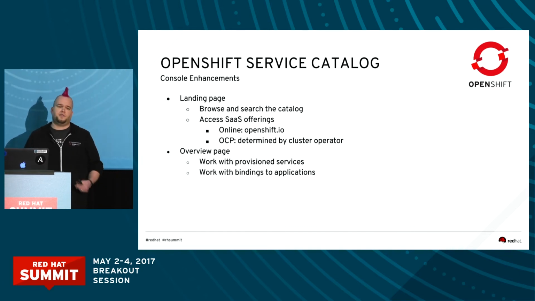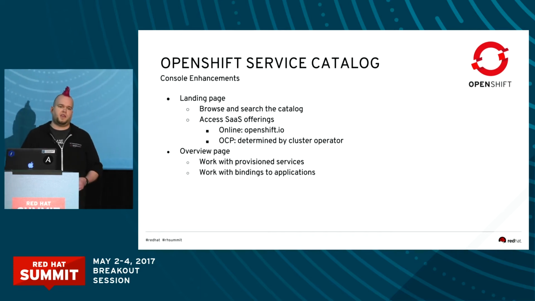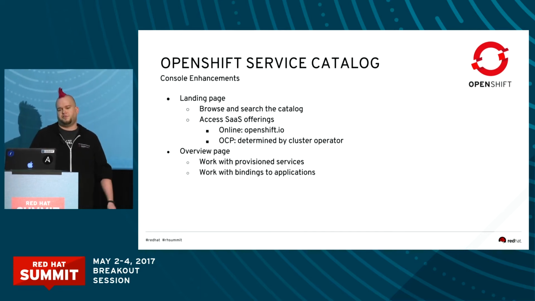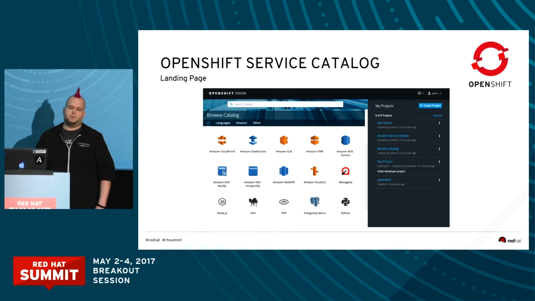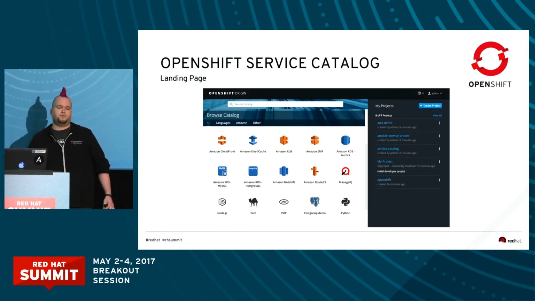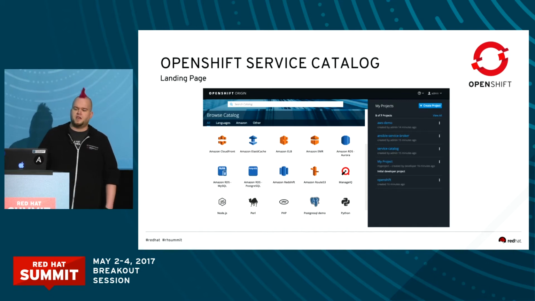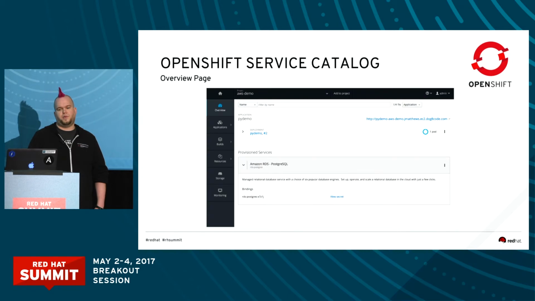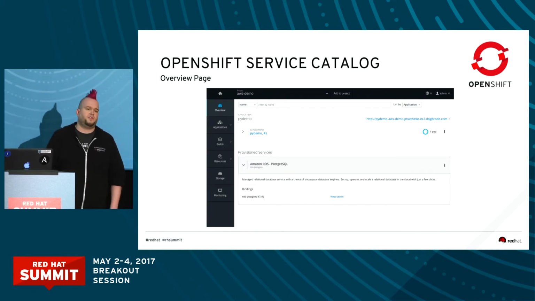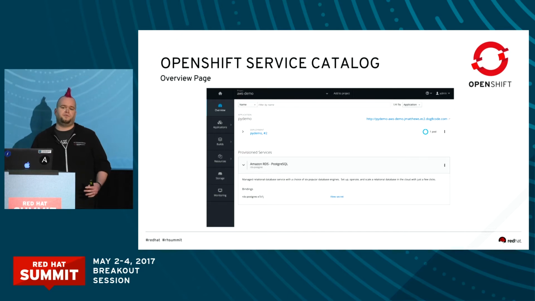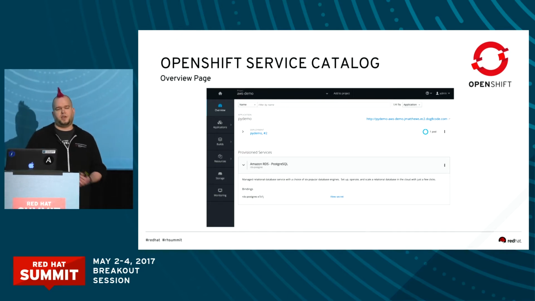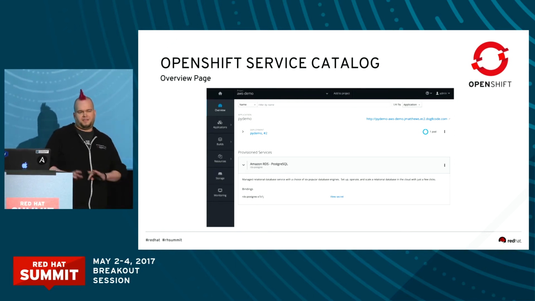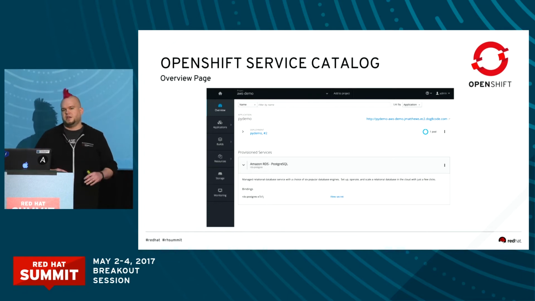We've done a lot of console enhancements, which if you saw Jim's keynote earlier today, and you have prior experience with OpenShift, you may have noticed there's a new landing page which allows you to browse the catalog services, search them, and you'll see on this that there are a number of different AWS services, just like we showed in the keynote earlier today. Now on the overview page, you can also now see provisioned services and bindings that you've made to your applications. You can unbind, you can make new bindings, you can deprovision from here too. So that's kind of the user-facing portion of it.